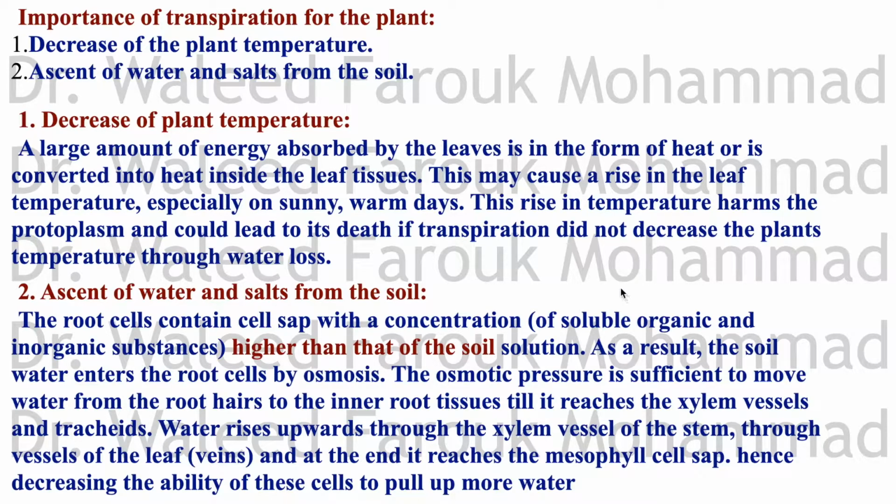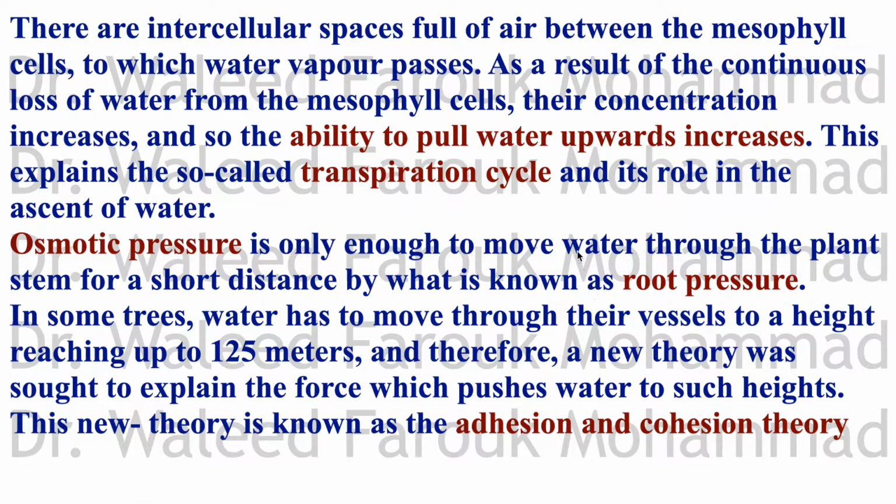This comes to an end as it reaches the mesophyll cell sap. Why? Because of the decreasing ability of these cells to pull up more water. There are intercellular spaces full of air between the mesophyll cells. As a result of continuous loss of water from the mesophyll cells, their concentration increases. This leads to the creation of a pull force that pulls water upwards. And this explains the transpiration cycle.